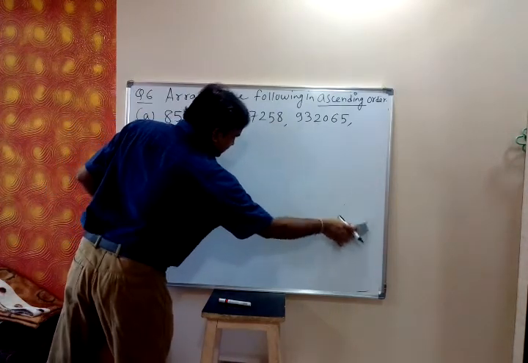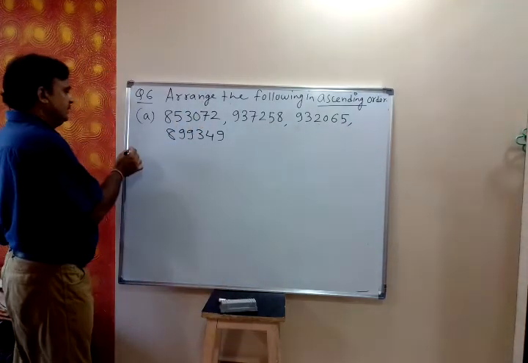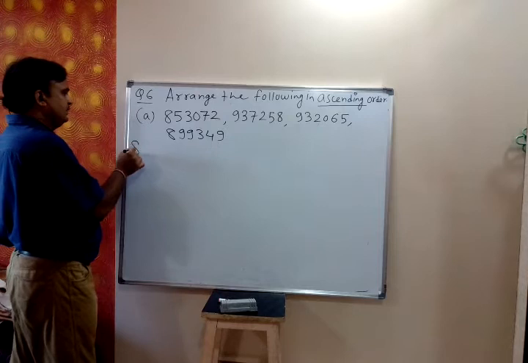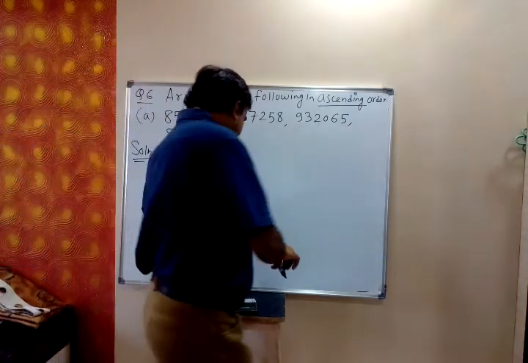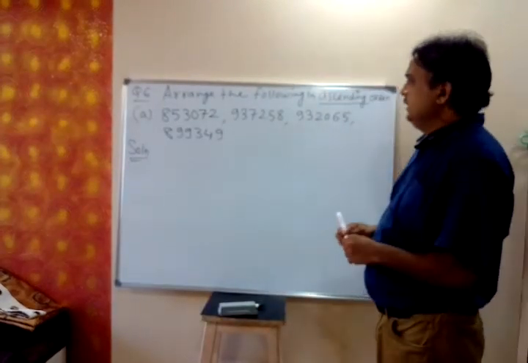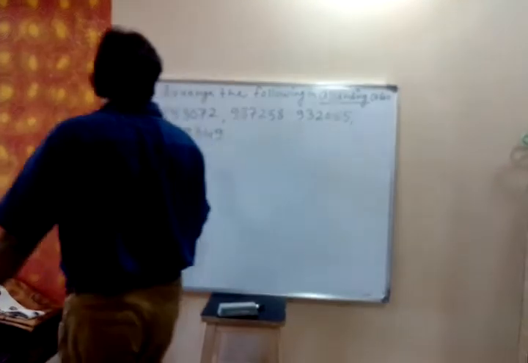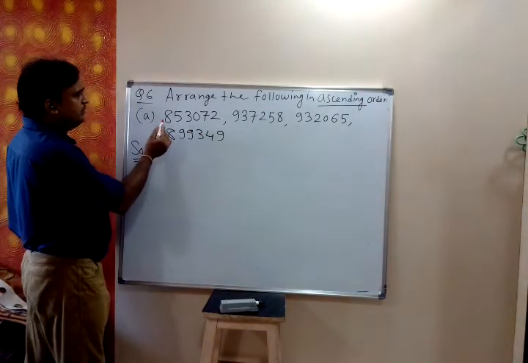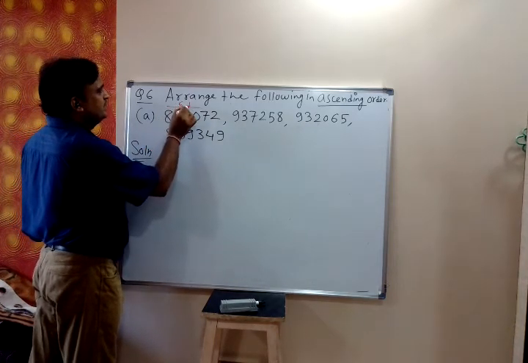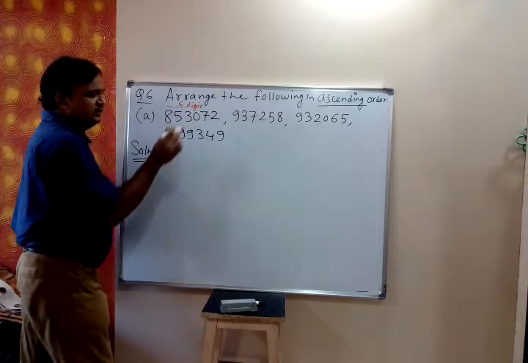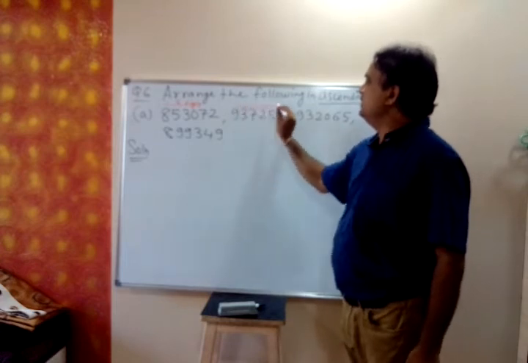So let us solve this. Arrange the numbers in ascending order. First, very quickly, you have to count the number of digits. How many digits are there? 1, 2, 3, 4, 5, 6. So this is 6 digit. Then this is 1, 2, 3, 4, 5, 6. This is 6 digit.